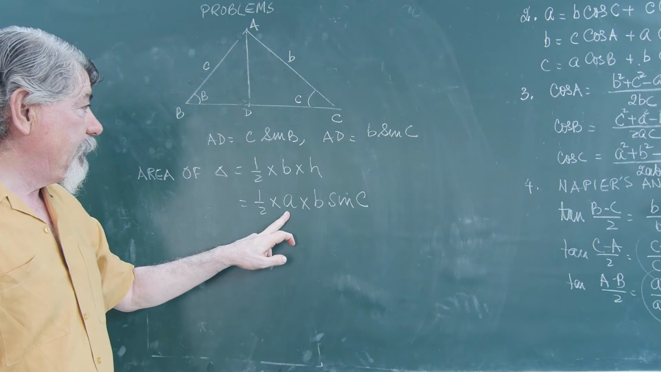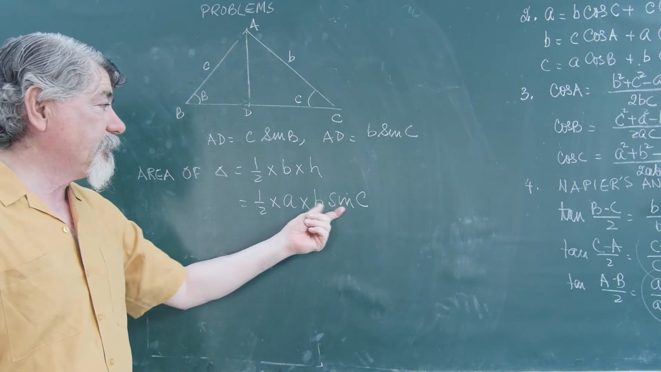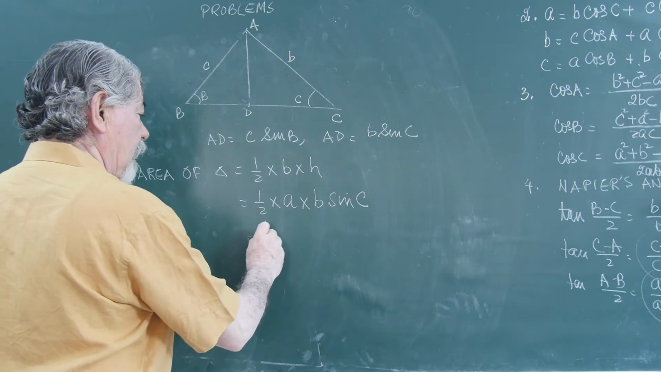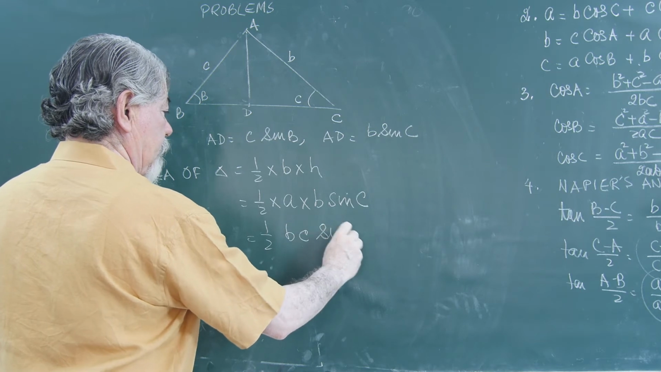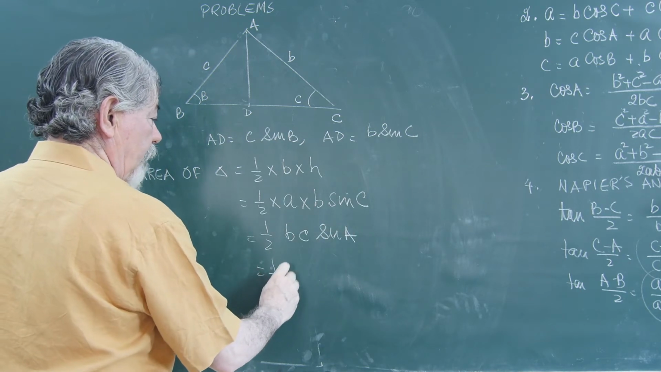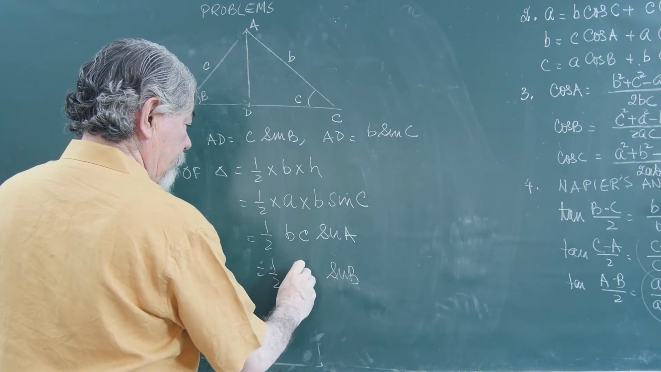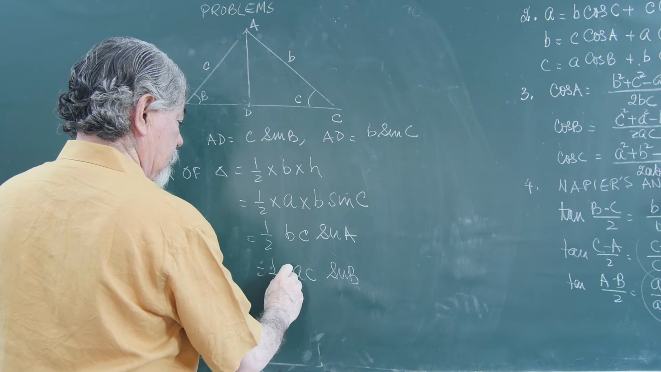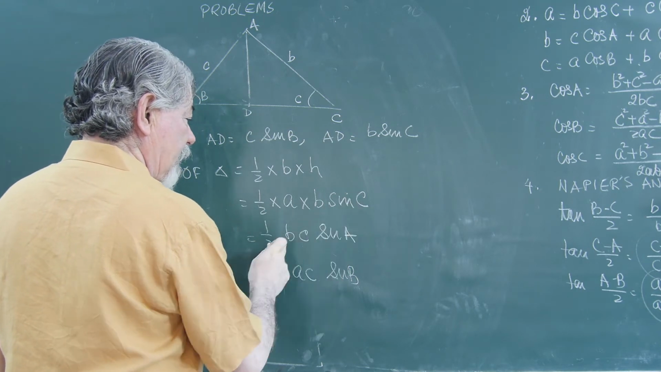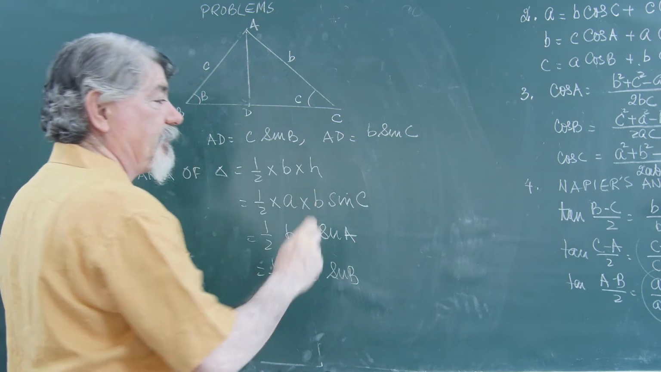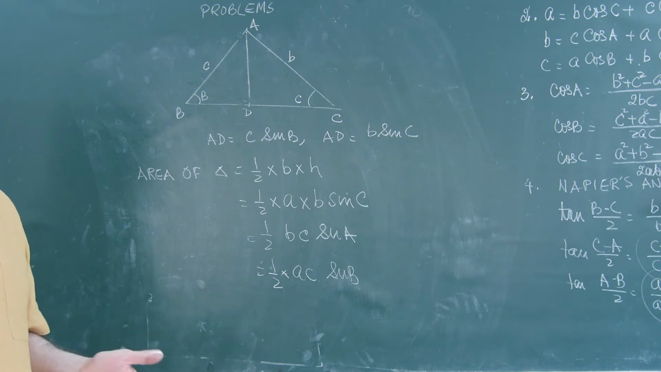Please remember, side a and b have come, with angle C. It can also be equal to half bc sine A. Now you will bring sine B here, so it will be half ac sine B. Half ab sine C, half bc sine A, half ac sine B, depending upon what is given to you and how you calculate it.